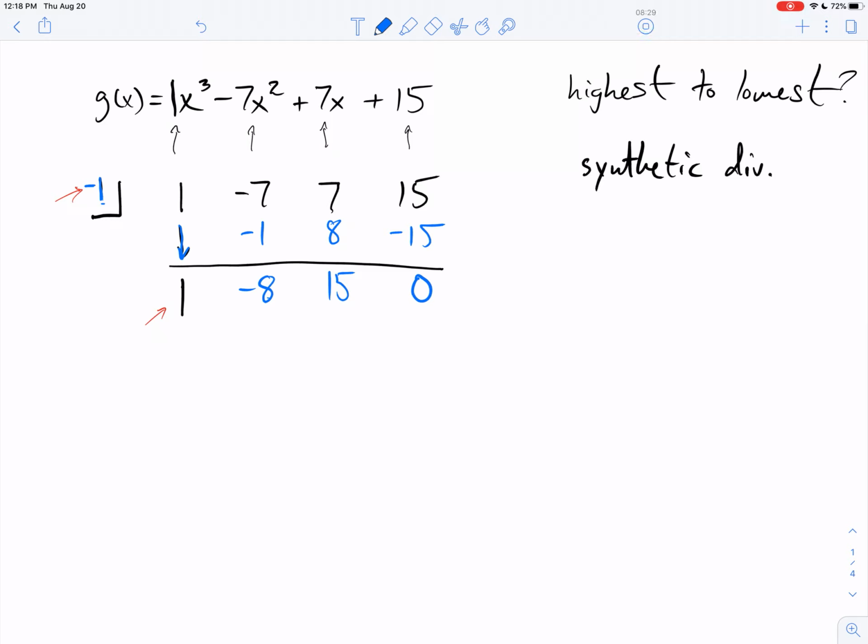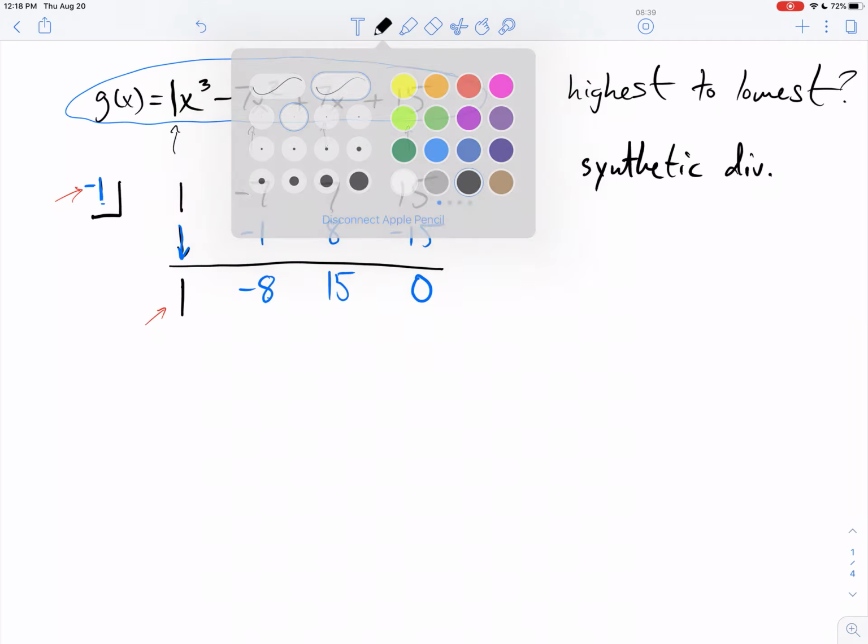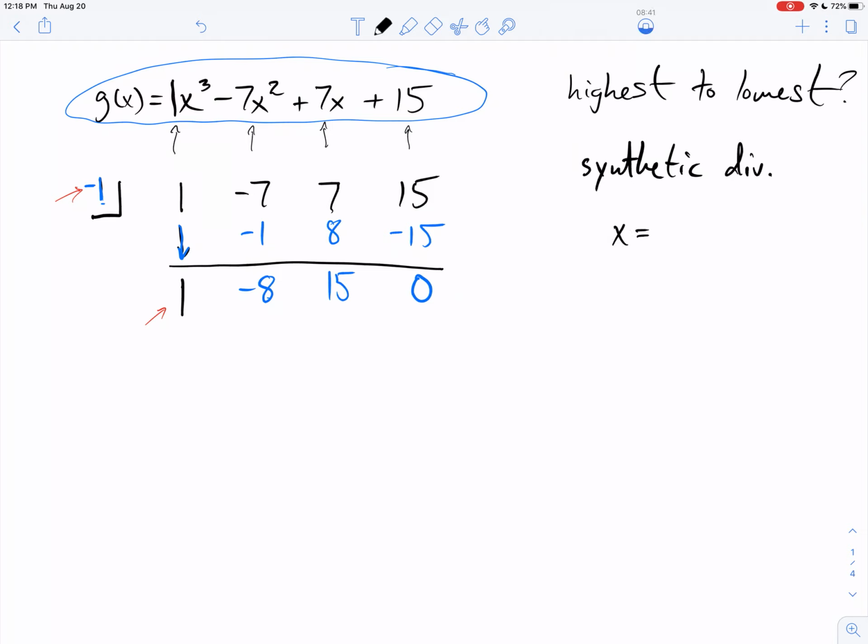Now, you ready for this? This graph, this guy right here. When I draw this picture, it will have an x-intercept at -1. -1 is one of my x-intercepts. Trust me, it's so true. I'm not lying to you.